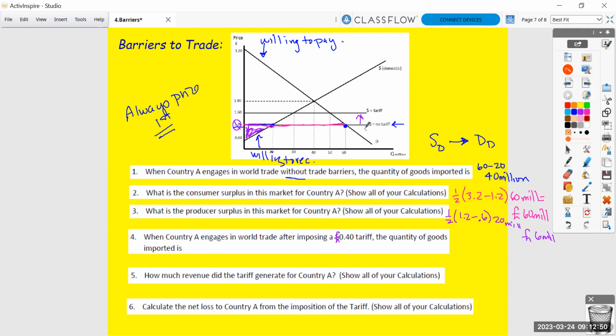All right. Remember that we always find the price first. So with that 40.4 pound tariff, we're at 160. So I'm going to go to that domestic supply and then domestic demand, and I'm going to see that this is going to be 50 mil minus 30 mil. So now we are only going to be importing 20 million.